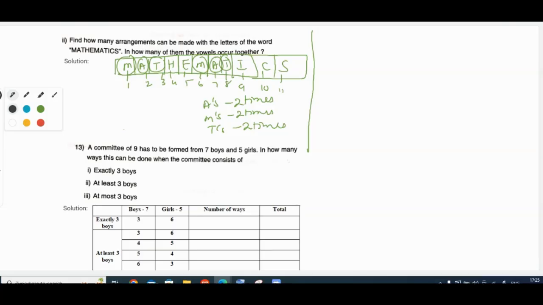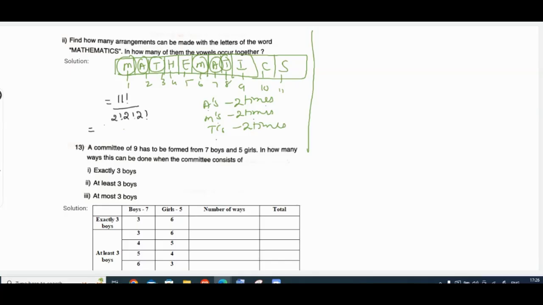So next question is, find how many ways arrangement can be made with the letters of the word mathematics. So you have to first find the arrangement of the letters of mathematics. The word mathematics carries 11 letters. So it will be 11 factorial divided by A is repeated 2 times, M is repeated 2 times, T is repeated 2 times. That will be 2 factorial, 2 factorial, 2 factorial.